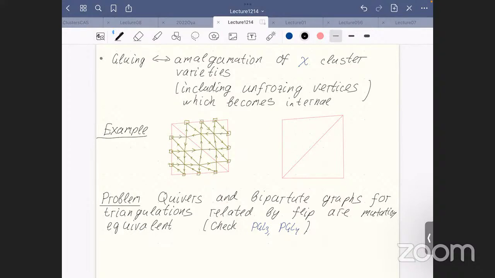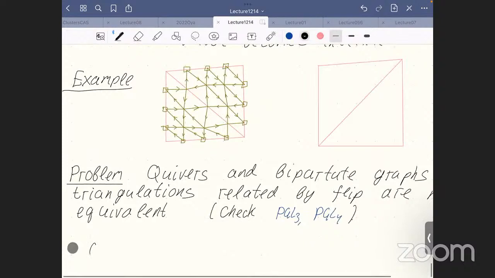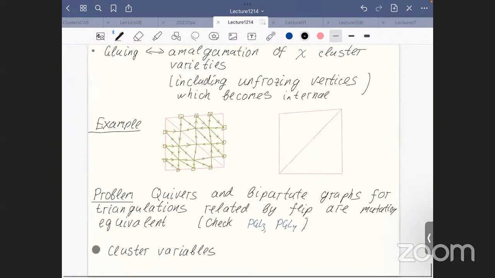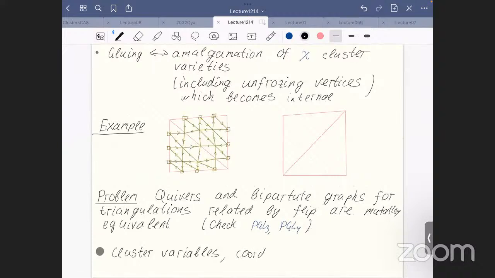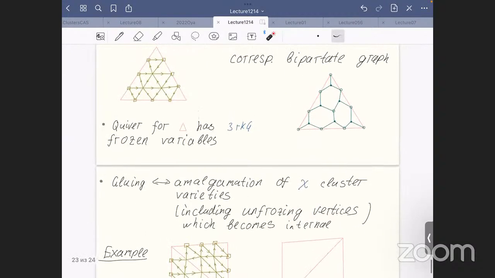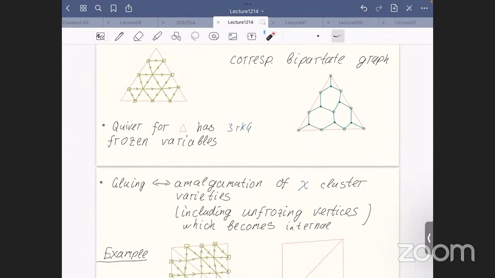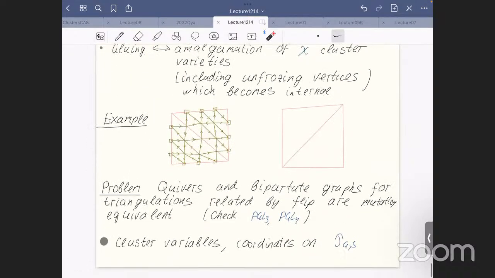And what I didn't explain, the question which remains, is what is the relation between cluster variables? They should be coordinates on PGS. And theoretically speaking, what I explained before says that it's sufficient to see that for the triangle, then glue everything together. But anyways, this I didn't explain.